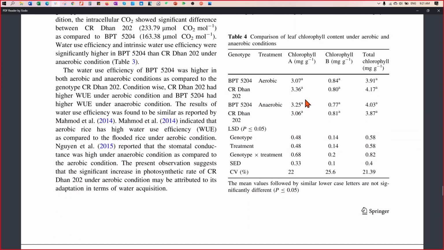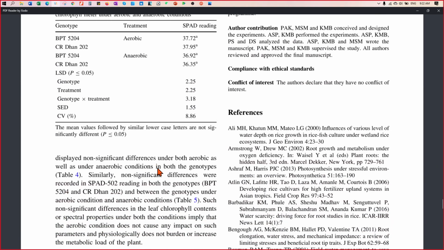And finally, the leaf chlorophyll content. You can see that they're pretty much similar actually. That looks similar. That looks similar. What about the chlorophyll content? It also looks similar. Total chlorophyll, yeah, also looks kind of similar. So nothing much going on. So you can see that water availability doesn't really have an impact on chlorophyll A or chlorophyll B. So they're kind of similar.